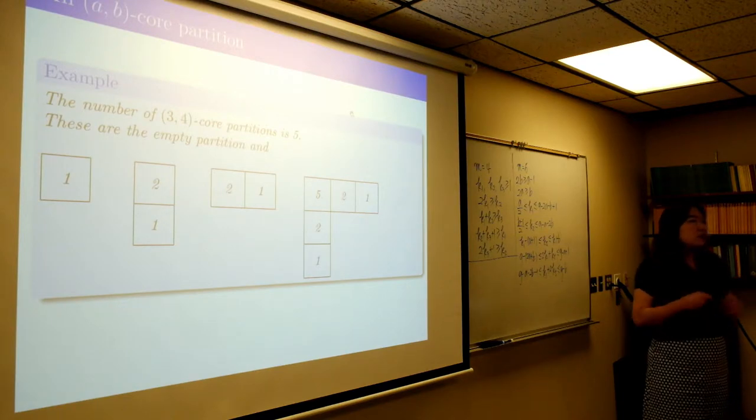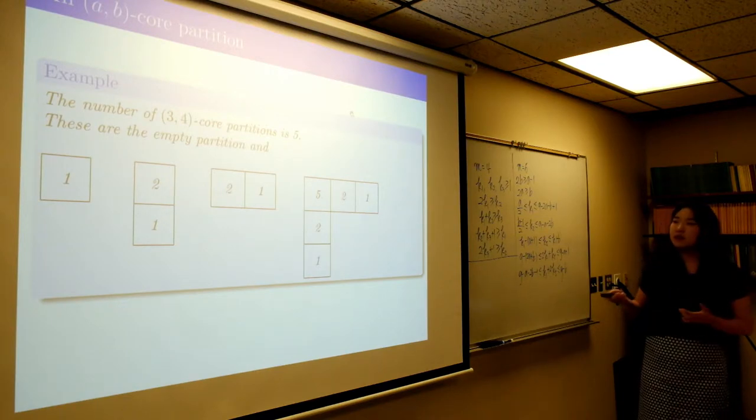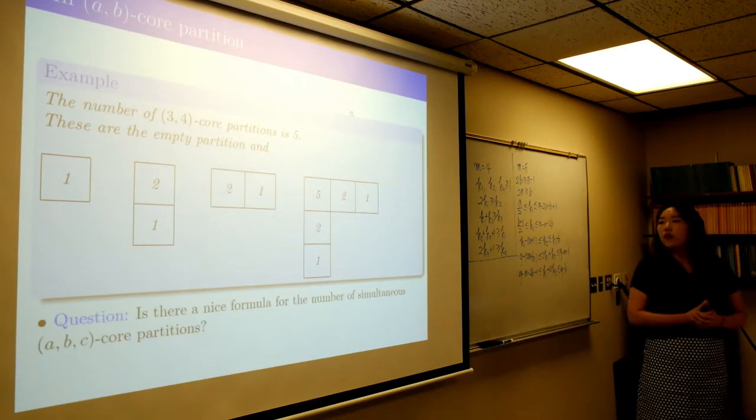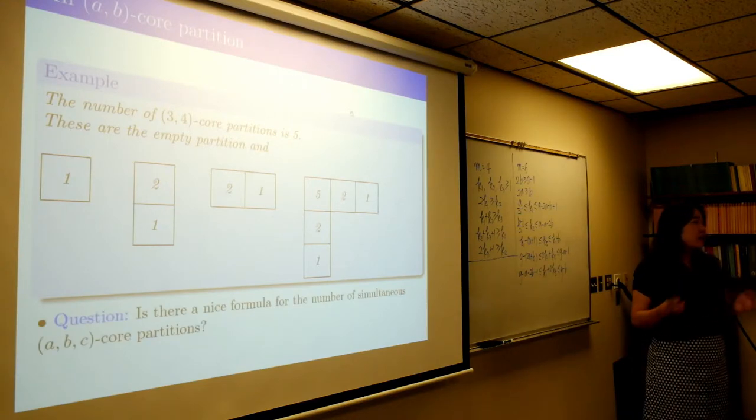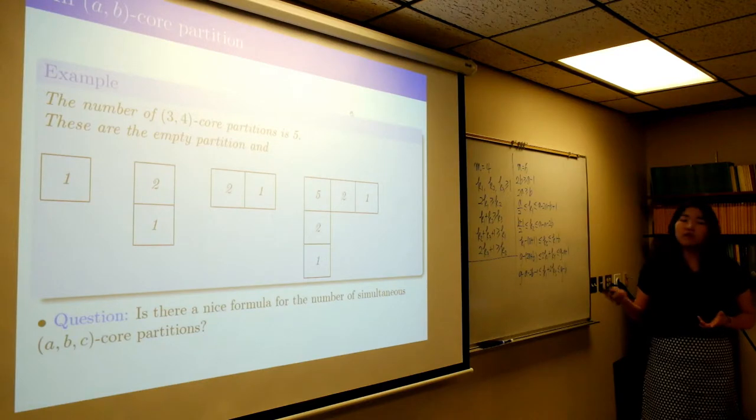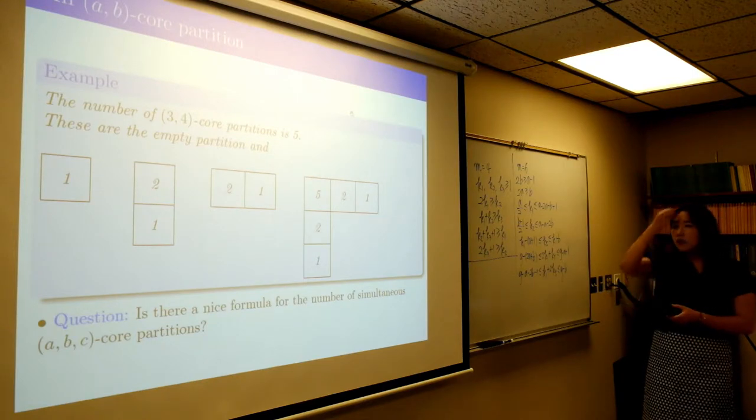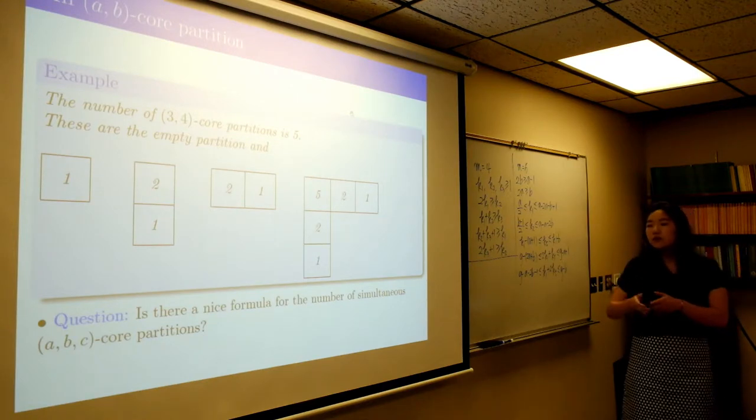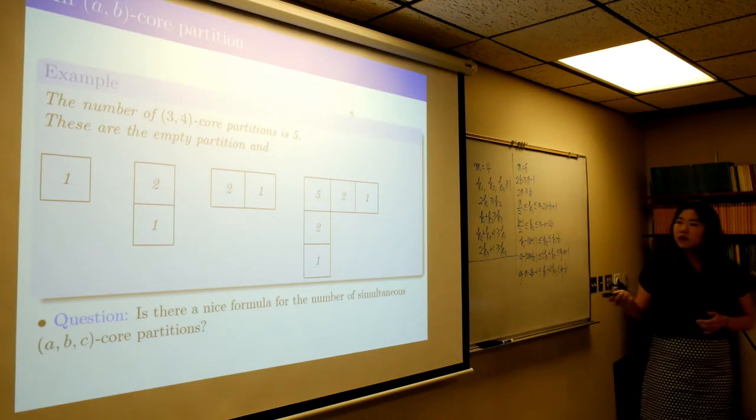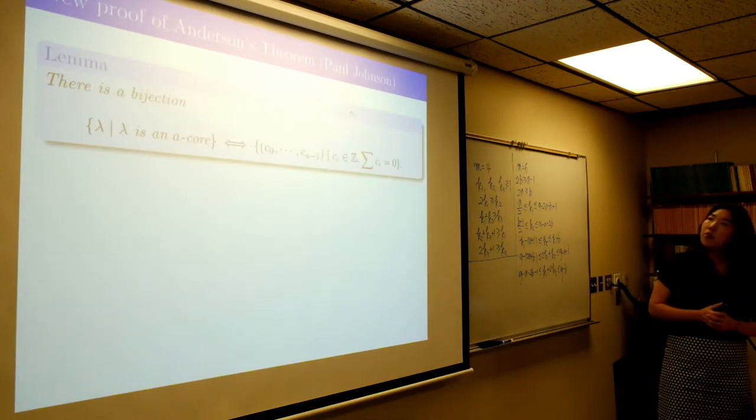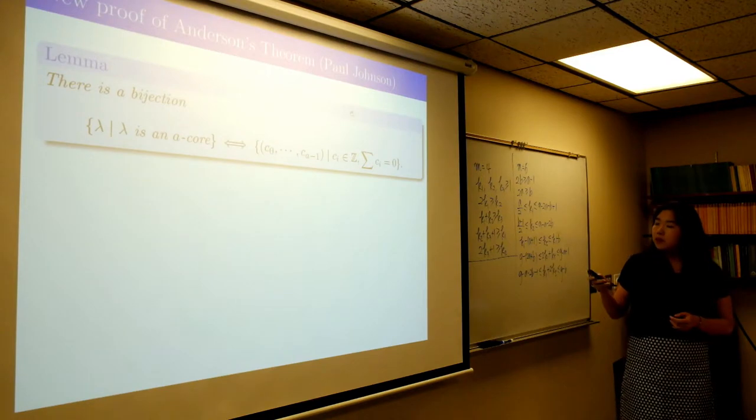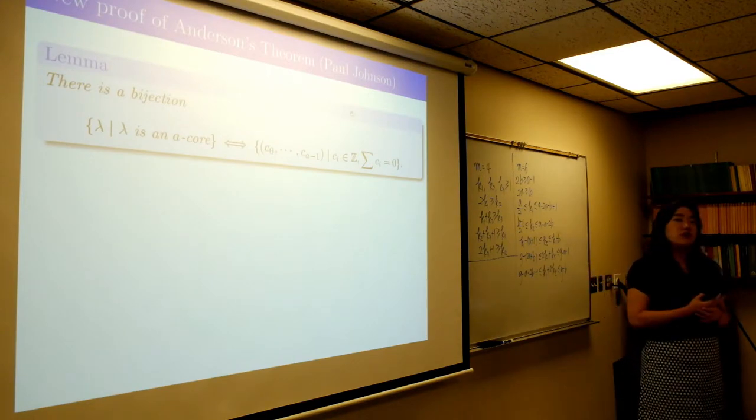So a natural question we can ask is, is there a nice formula for the number of simultaneous (a,b,c)-core partitions? We know that this is going to be finite when a, b, c are coprime, but we want to find the exact formula for this. Before doing that, let me talk about Paul Johnson's way.